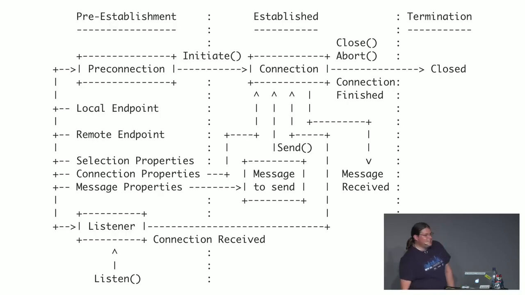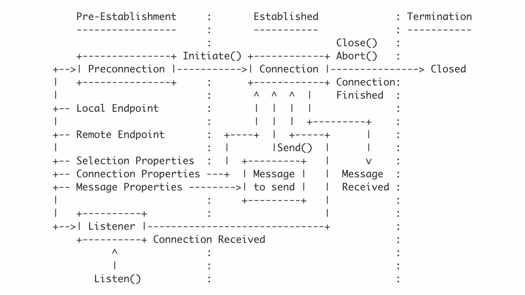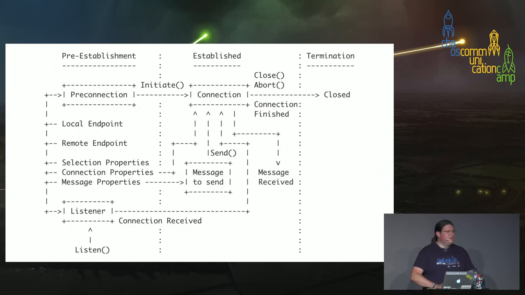There's this nice ASCII art diagram from the architecture draft that basically shows the idea. You start with a pre-connection. That's an object where you do all the configuration for what you want to connect. You specify a local endpoint and a remote endpoint, for example, a host name. You specify selection properties, and you specify defaults for the connection and message properties. So you can, for example, say, even if I get reliable protocols, I want all my messages sent unreliably if possible. You can already specify this at this stage.